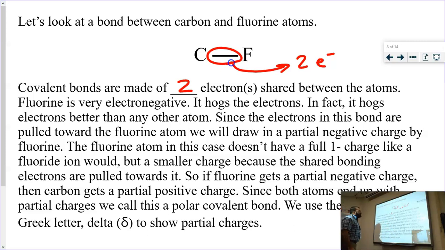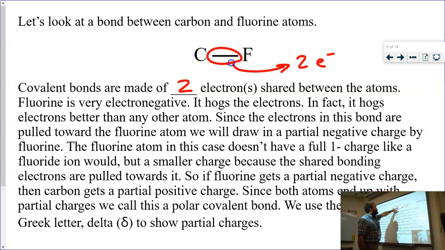Fluorine is very electronegative. Let's recap what the heck that means again, right? This element, fluorine, is the most electronegative element on the entirety of the periodic table. What that means is that these shared electrons are going to be pulled towards fluorine, okay? This bond and the 2 electrons in that bond are not equally distributed.